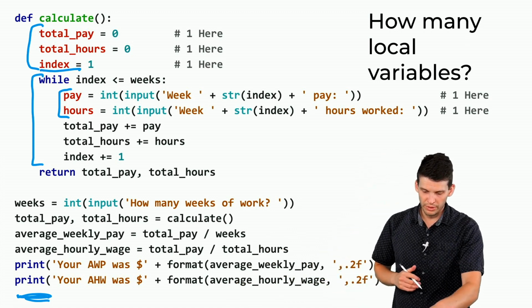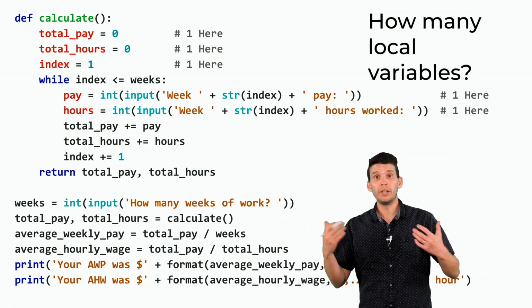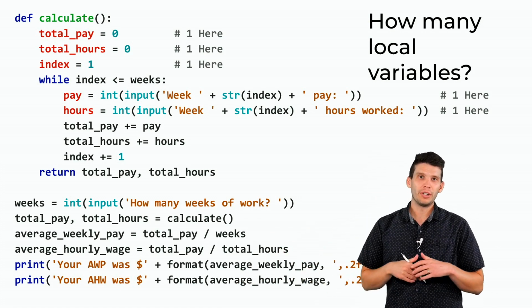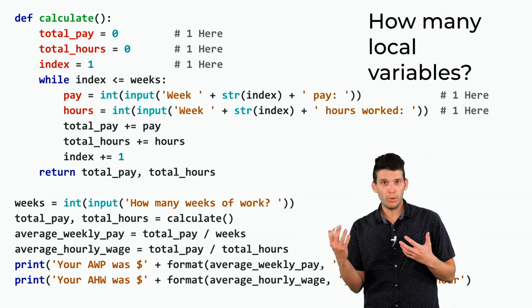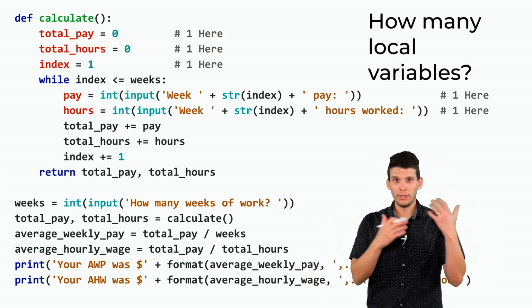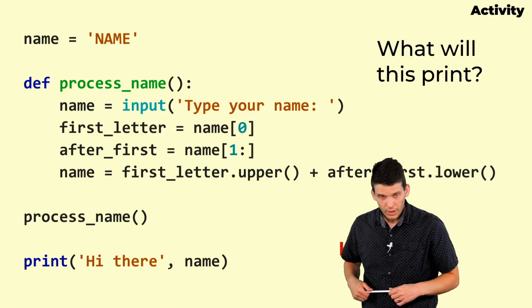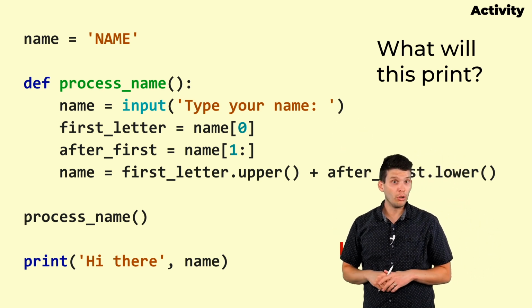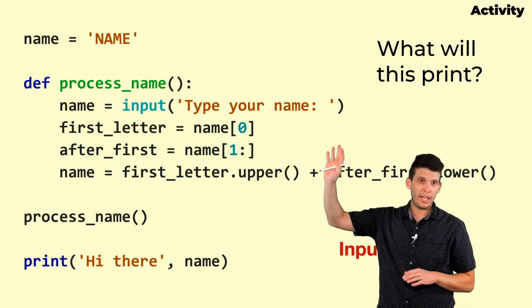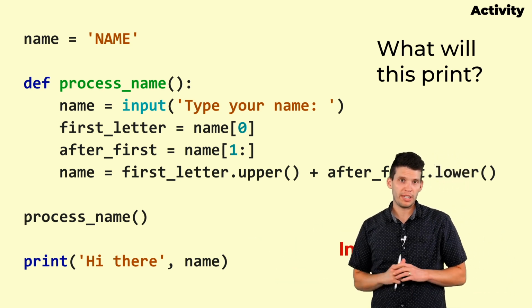So let's do a few examples. I'm going to walk through several examples, and hopefully by going through these, it gets you thinking a little bit more about the difference between global and local, so let's jump into those. So take a look at this code here. We have a name variable, a global one that's declared, and then there's a function, process name. That function is called, and then we print out name.